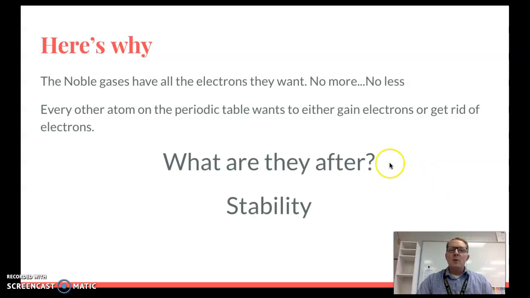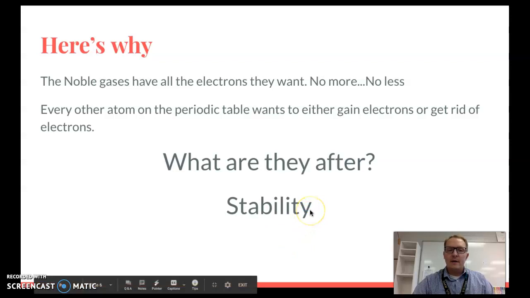Here's why. The noble gases have all the electrons that they want. They don't want any more, and they don't want to lose any. They're perfectly stable and happy right where they are. And every other atom on the periodic table is trying to become like a noble gas by either getting rid of electrons or gaining electrons. Remember, on the right-hand side of the periodic table, we have the elements that really want to gain electrons to become like a noble gas. And the ones on the left-hand side really want to get rid of electrons to become like a noble gas. And what are they trying to get? It's this word right here, stability. They're trying to become stable. More on that on another day, okay?